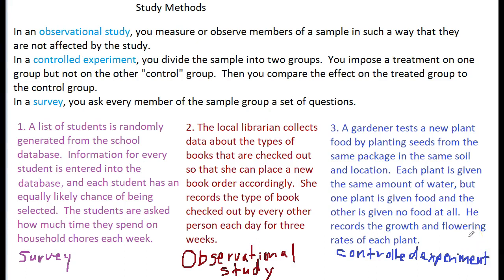All right, controlled experiment. Now, the statistics from the study can be used to make a general conclusion about the effectiveness of the plant food for this particular type of plant, as compared with giving the plants no food at all. All right, there you have it.